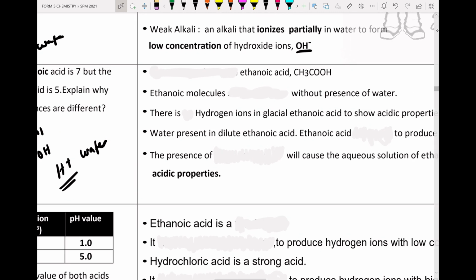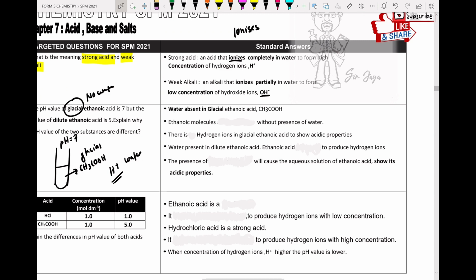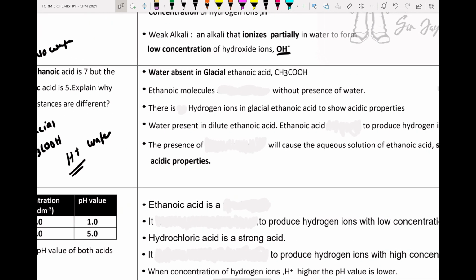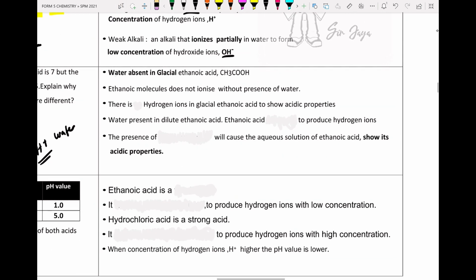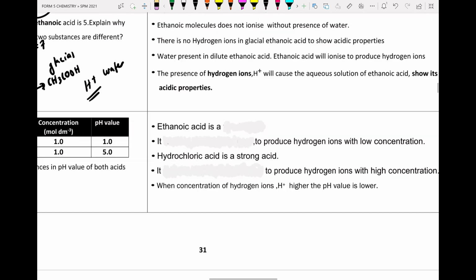So how to answer this one? The first point will be water is absent in glacial ethanoic acid. So ethanoic acid molecules do not ionize without the presence of water. There is no hydrogen ion to show the acidic properties. Next, water is present in dilute ethanoic acid. So what will happen? Ethanoic acid will ionize to produce hydrogen ions. The presence of hydrogen ions will cause the aqueous solution of ethanoic acid to show its acidic properties.